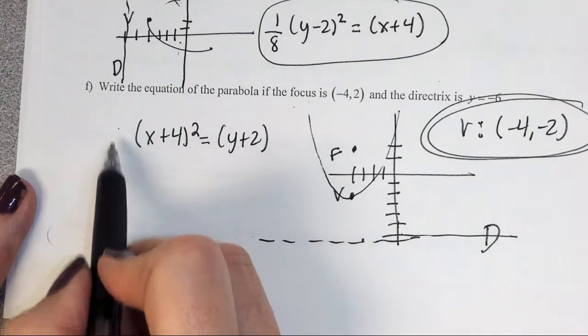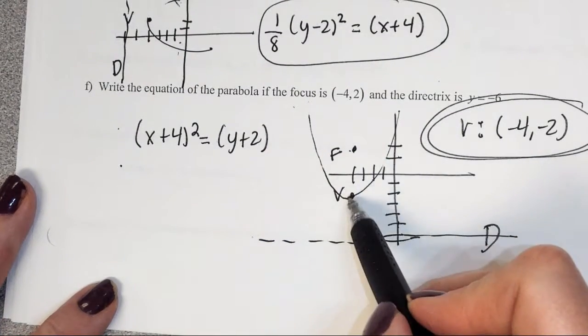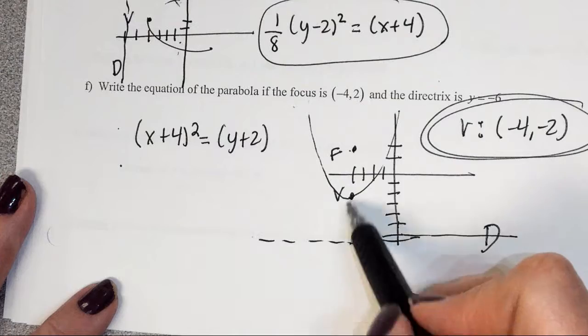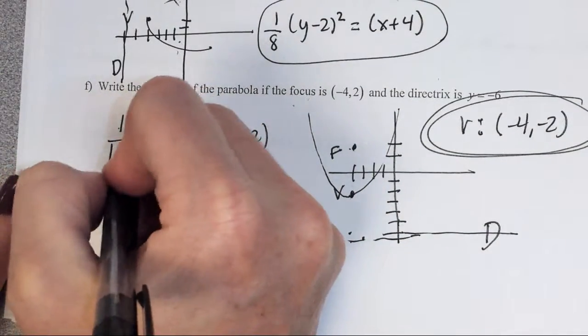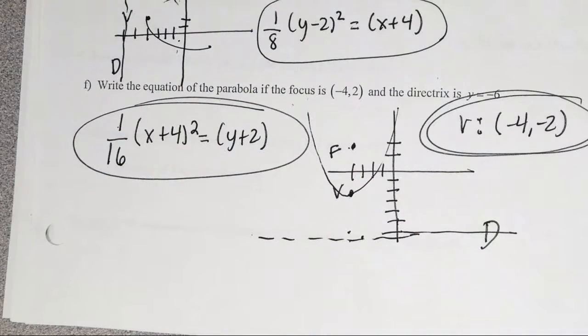And then this has to be 1 over 4p. And what is p? It's this distance or this distance, 4. So it's going to be what here? 1 over 16. And there we go. Okay? Not too difficult, right? Because we've done it before a little bit, just not this as in depth.